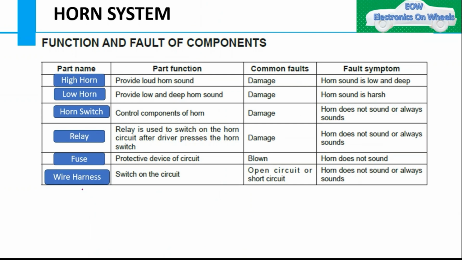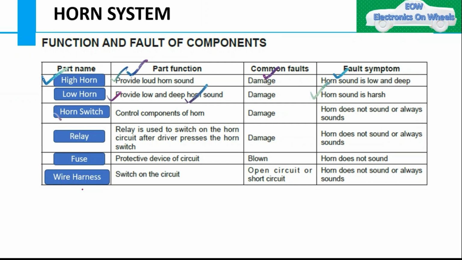Then function and fault of the component. The part name, high horn. Basically it provides the loud horn sound. A common fault might be damage. So what would be the fault symptom for this? The horn sound is low and deep. This would be the fault symptom. Suppose the high horn is damaged, then low and deep horn sound, instead of the function of this particular component. Then the fault symptom would be the horn sound is very harsh.